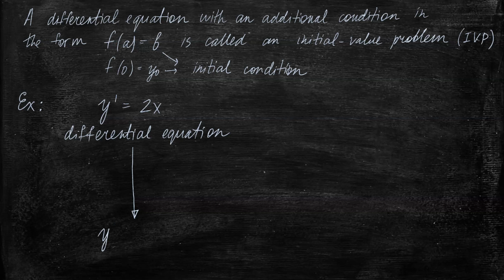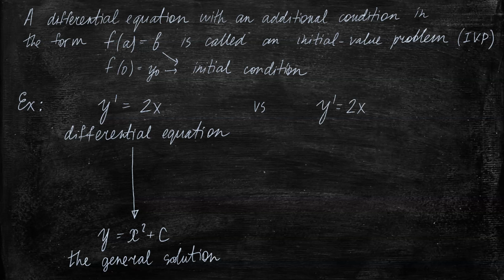So y equals x squared plus c, and we refer to this as the general solution of the equation. But if you take the same equation and you add an additional condition, such as, let's say, y of 1 is equal to 7, then this now becomes the initial value problem.